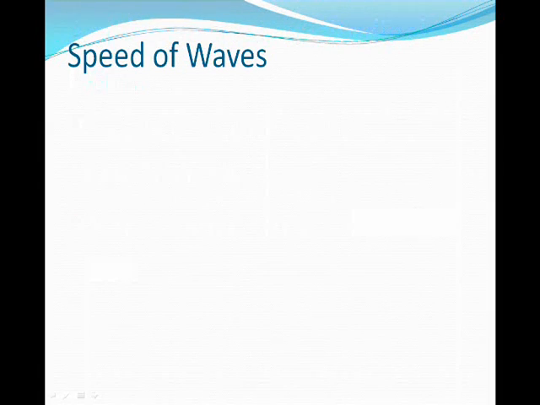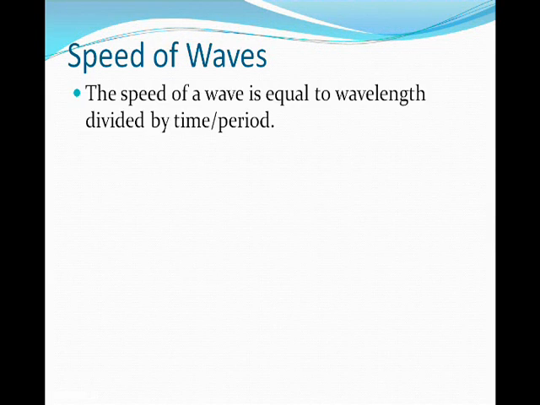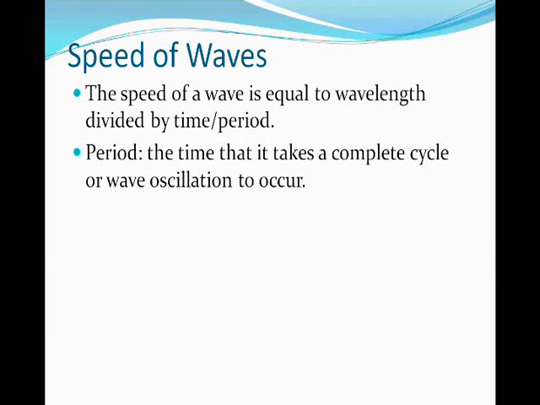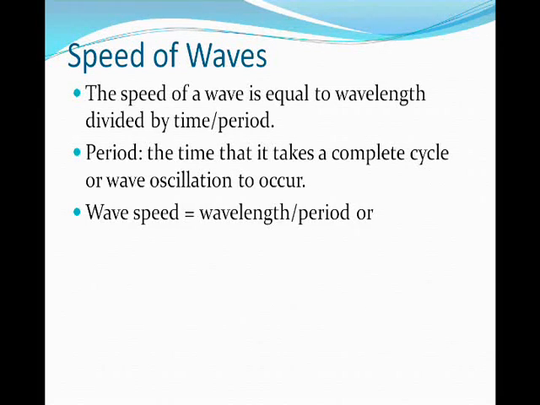Now let's talk about the speed of waves. We can calculate that just like the speed of a car or the speed of a person. The speed of a wave is equal to wavelength divided by time or period. Sometimes they will say period instead of time. Period just means time, the time it takes for a complete cycle or wave oscillation to occur. So those words can be used interchangeably.